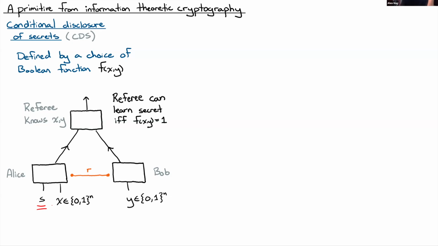What they want is for the referee to be able to learn the secret if and only if some condition on their inputs is met. So we're going to consider that there's some Boolean function, f of xy, and when it's 0, we want the referee to not learn anything about the secret, but when it's 1, we want them to be able to recover the secret. Okay, so somehow Alice and Bob have to use their shared correlation to coordinate their messages in such a way that the referee can learn the secret only when appropriate.